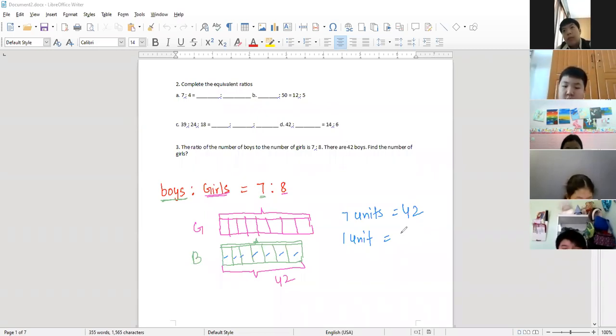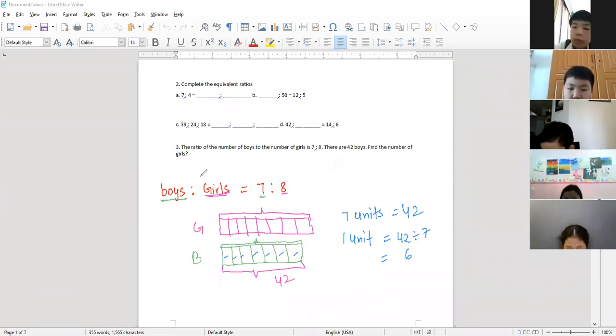One unit equal to how much, Kevin? 42 divided by 7. What is the answer, Kevin? 42 divided by 7? 7. Are you sure? Wait. Oh, 6. Yes, 6. So 1 unit equal to 6.